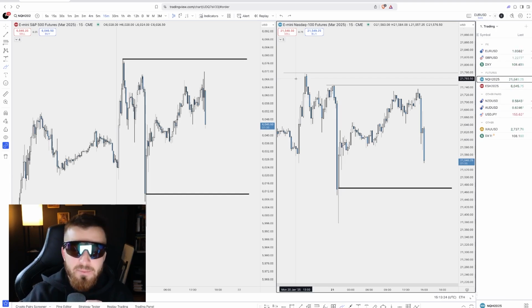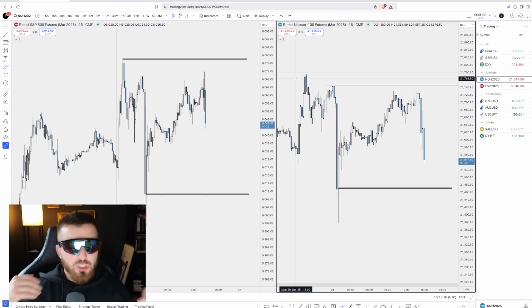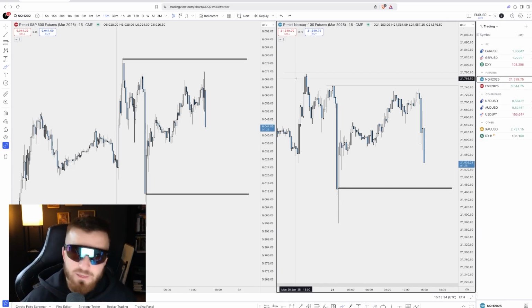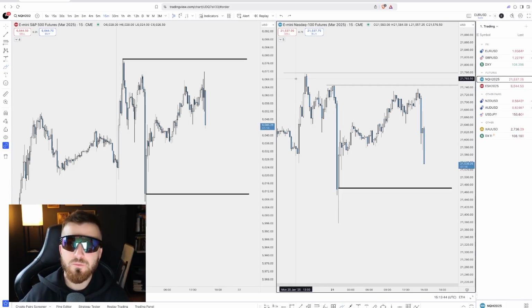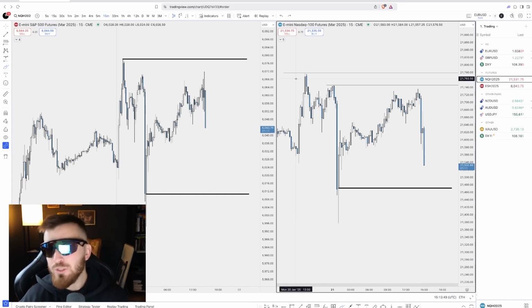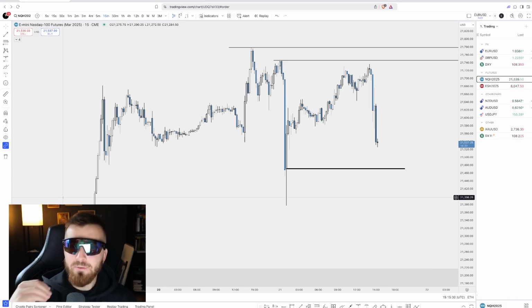Because so many people use SMT divergence as a way to enter. That is so stupid. It's incredibly stupid. You use SMT divergences as a way to choose what correlating pair you are going to use, what correlating pair you are going to execute on. That's what you look for. Nothing else. So it's incredibly important for you to understand what the best way of using SMT divergence is.